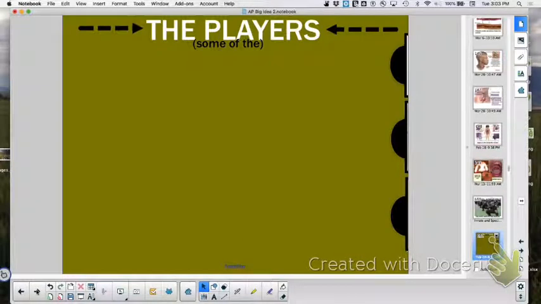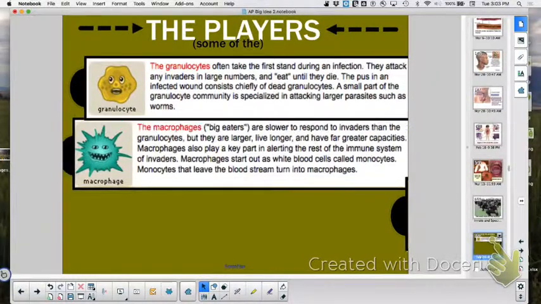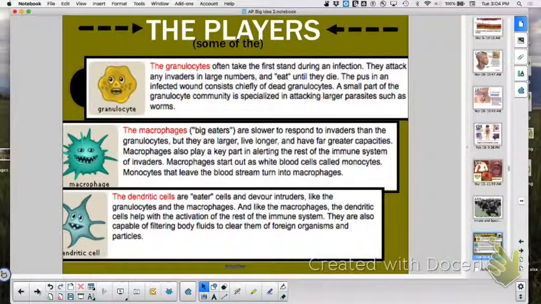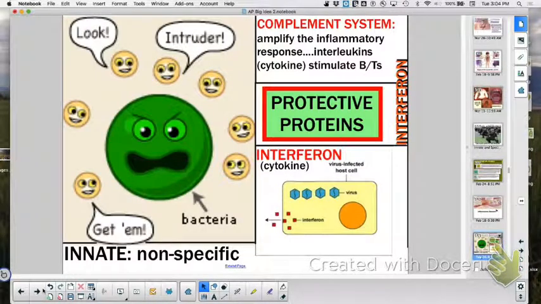Okay, so yes. We already talked about them. I'm just pulling this out in case you're reviewing and you want to see it. You could freeze it right now. Okay, we talked about the inflammatory response, protective proteins. We talked about interleukins and interferons.